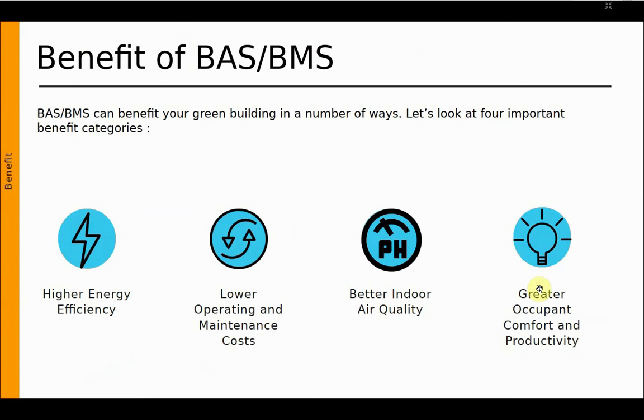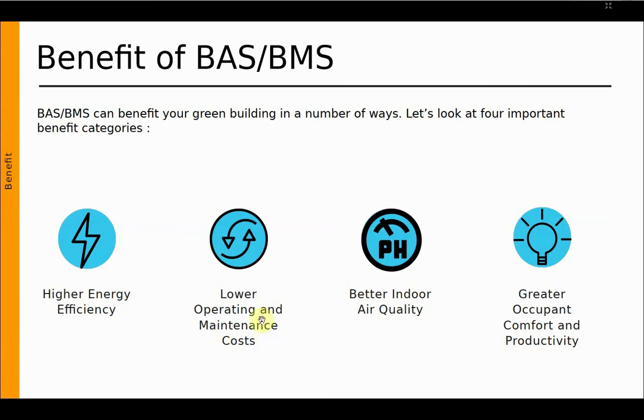Okay, we talked about BMS. Now we can conclude on the benefits of a building automation system. The first one, when we use a building automation system, it can give higher energy efficiency. So we can reduce the usage of energy like electricity, water, and also gas for this building. The second one, we can lower operating and maintenance costs.